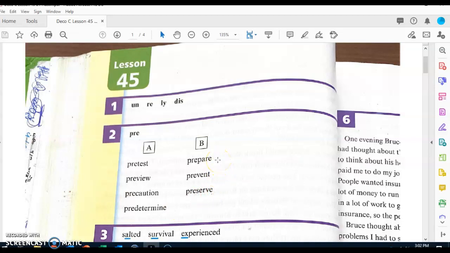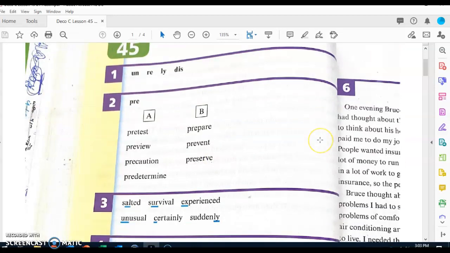Now listen. The words in column B also begin with pre. The meaning of pre in those words is not so easy to figure out. Touch the first word in column B. First word. What word? Prepare. Next word. What word? Prevent. Next word. What word? Preserve. Now let's go ahead and look at part 3, boys and girls.